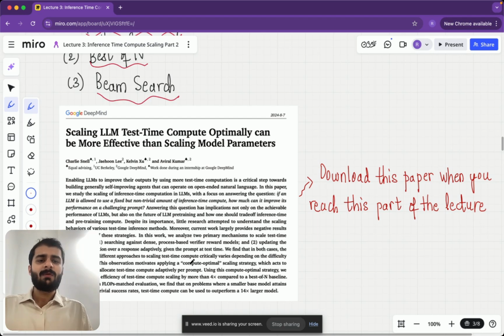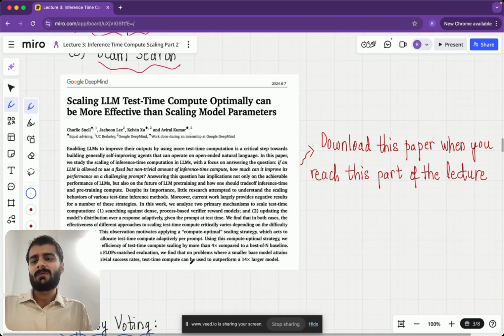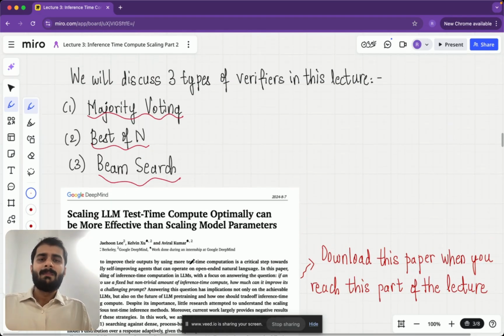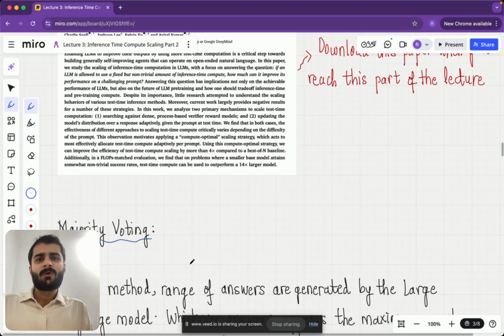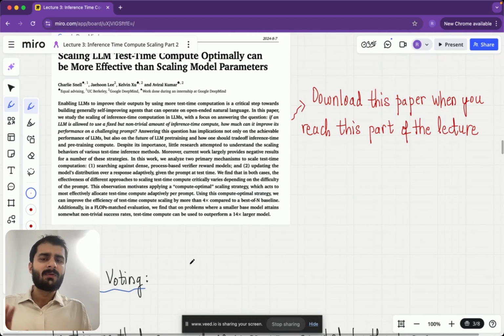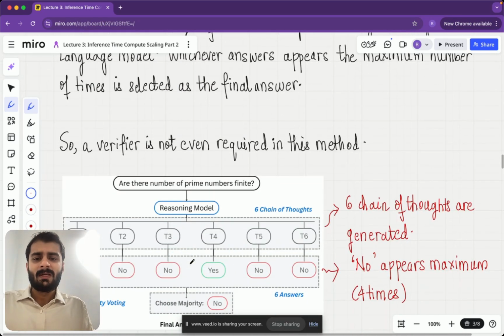Okay, so after you have downloaded this paper, we will start to now discuss the three main types of verifiers. The first verifier is called majority voting, and this is clearly the most intuitive. In majority voting, there is not even a verifier used actually. What happens is, let's say you probe an LLM to generate samples of answers. Let's say there are 10 answers generated by the LLM, and you pick the answer which appears the maximum number of times. That's all.